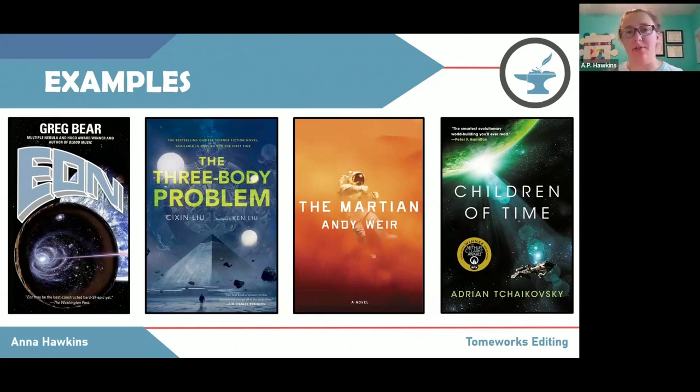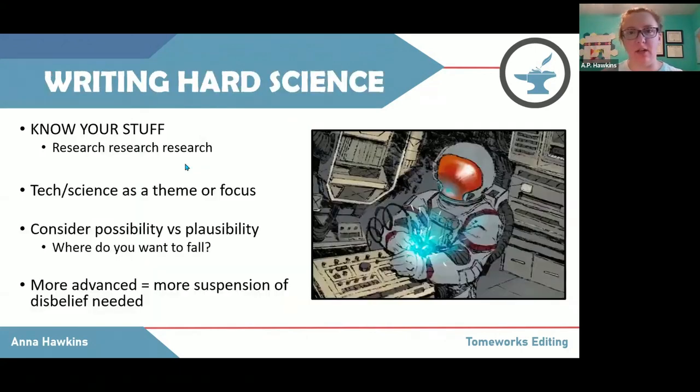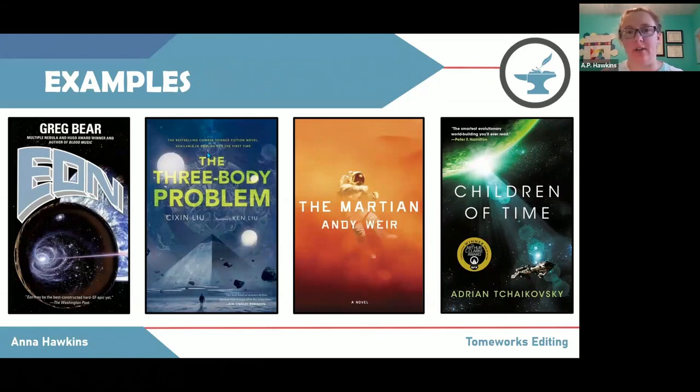The Three Body Problem, I also consider to be hard science fiction. It's based on some physics questions that we deal with, but all of the science and technology and the physics in this book are things that have been tested and proven, and we know that they exist. The Martian, very hard sci-fi. Very good book, very good movie, but it's a very different kind of very hard sci-fi from Eon, because he doesn't go into a lot of depth explaining how the technology works.